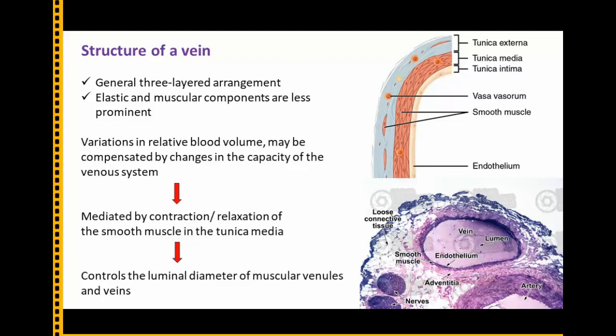And this controls the luminal diameter of the muscular veins and venules. When smooth muscles contract, the luminal diameter will get less, so the relative blood volume in the venous system will be less and more blood will be pumped to the heart. When the smooth muscles in the muscular venules and veins dilate, the lumen diameter will be large, so the relative blood volume in the venous system will be high and the blood volume pumped to the heart will be less.